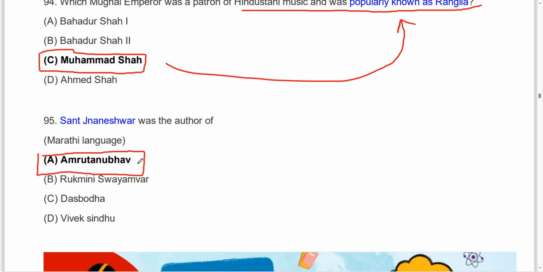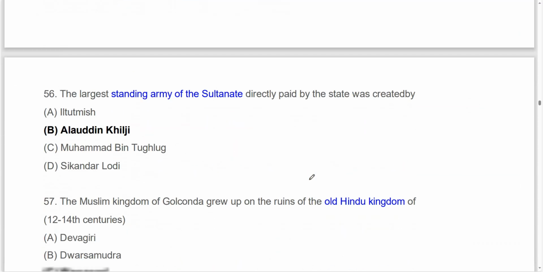Janeshwara was the author of Amrut Anubhava, and of course it was in the Marathi language. Amrut Anubhava was written by Saint Janeshwara in Marathi. Moving on to the next question.